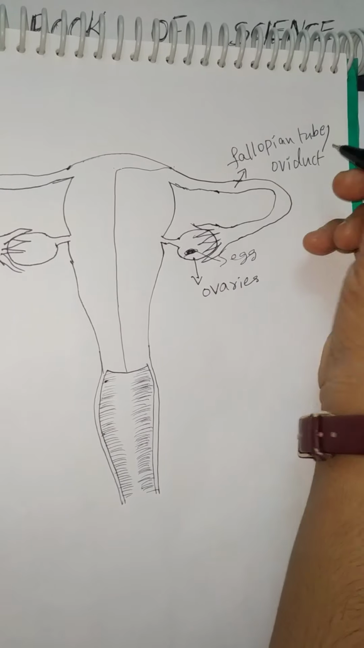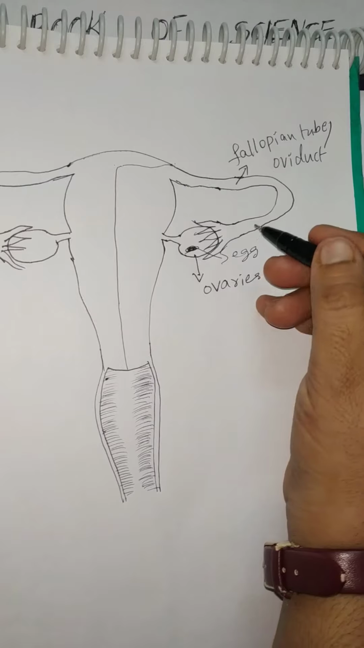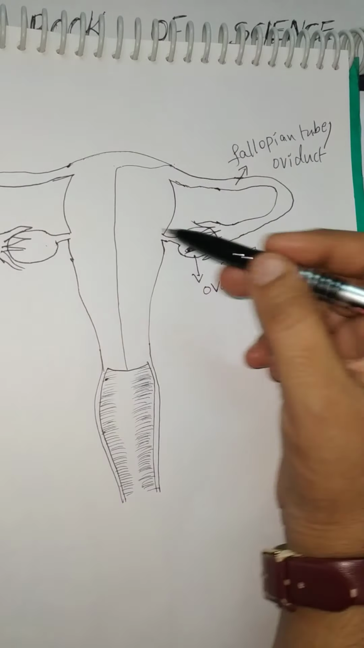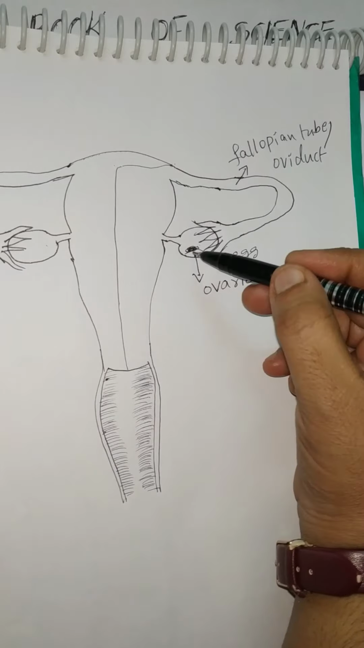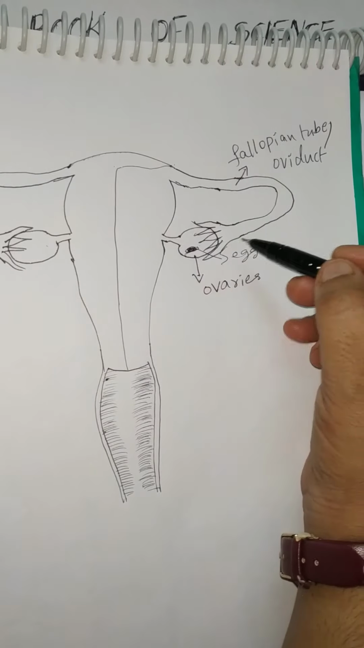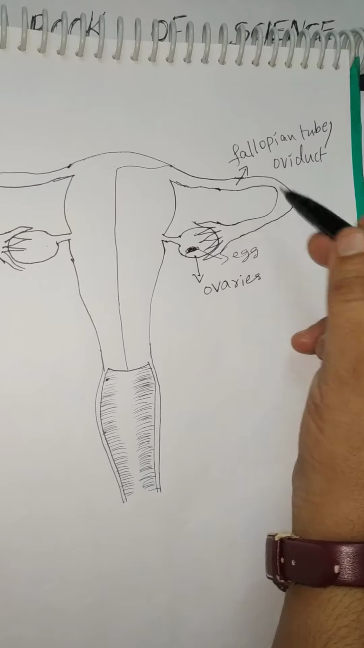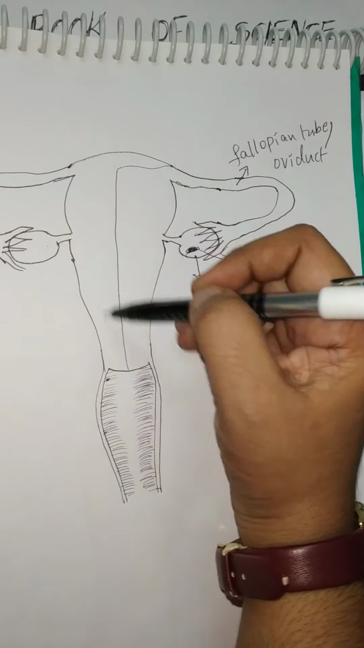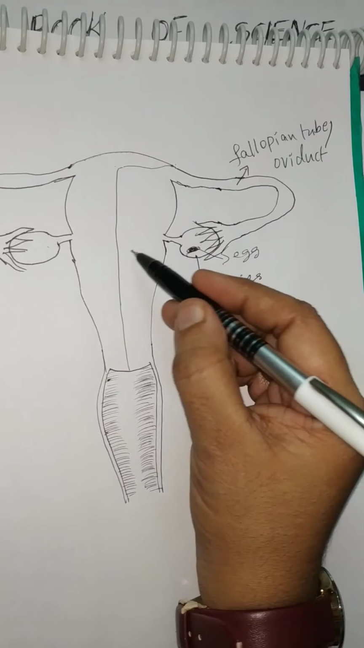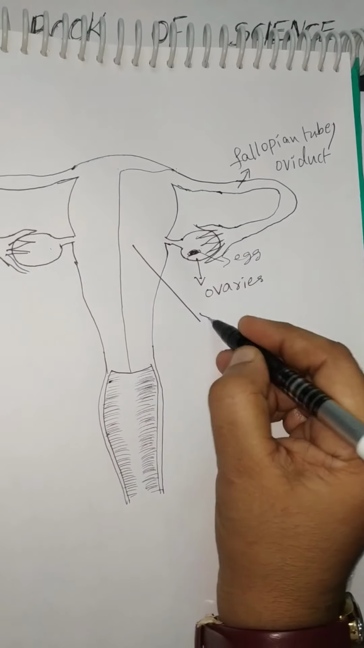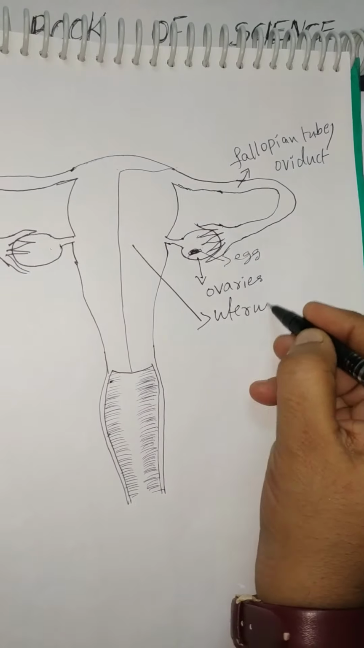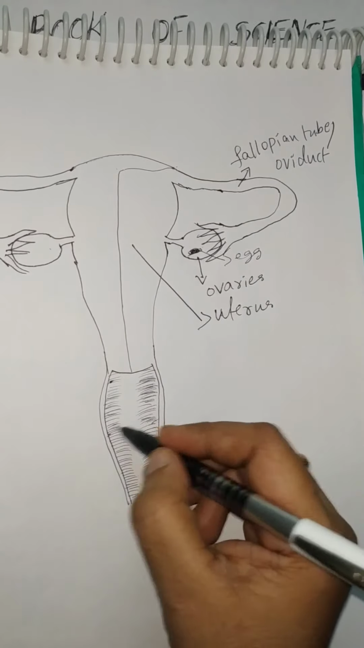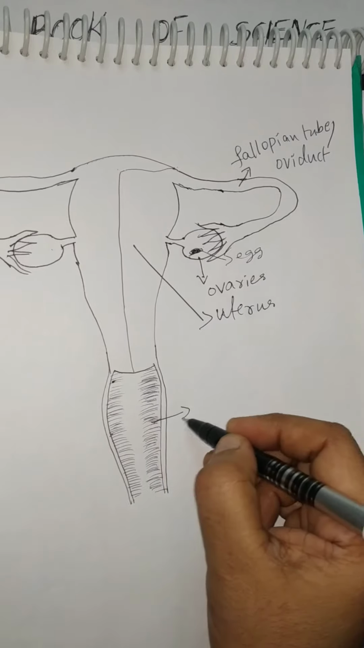Oviduct. Duct means just like a tube. So this is the one pair of ovaries and this is the egg. This duct is called the fallopian tube or oviduct. This bag-like structure is called the uterus. And this part is called the vagina.